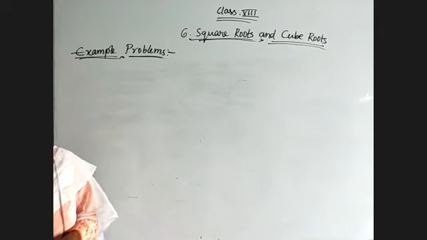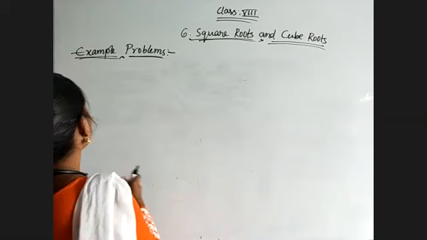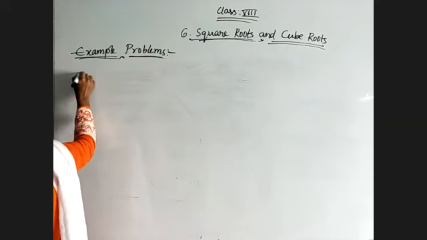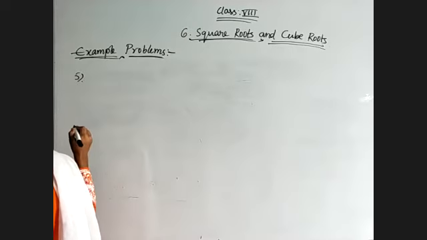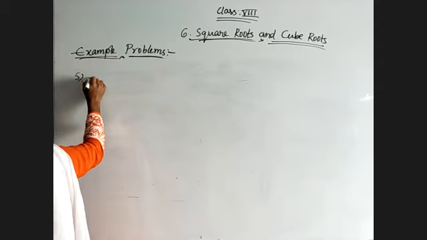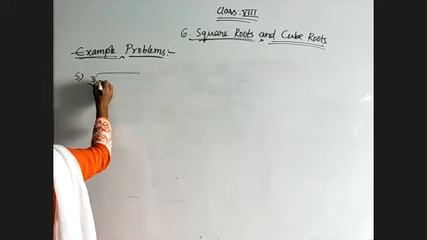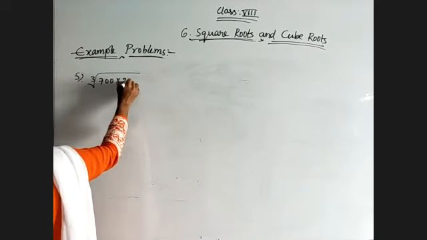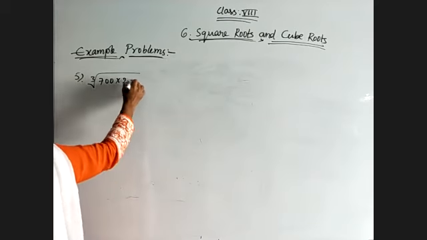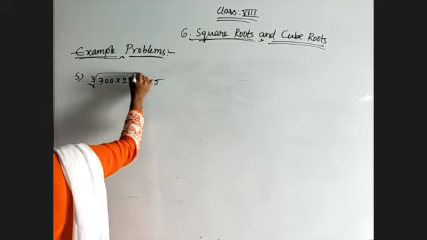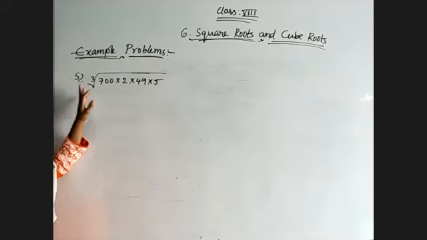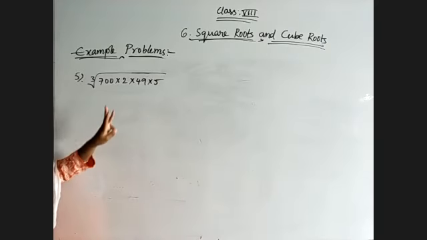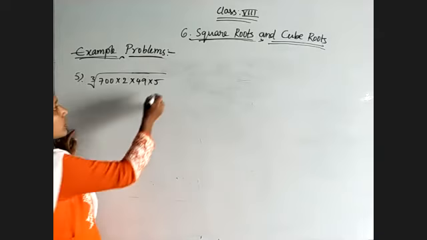Now coming to the cube roots, some of the problems depending on cube roots. So here I am taking, find the cube root of this value: 700 into 2 into 49 into 5, cube root. When we are having square root, we are trying to write the nearest square value. So when you are writing cube root, try to elaborate 3 times. Whatever number means cube value, we must select. So just observe here.